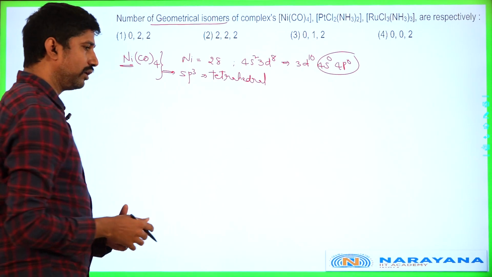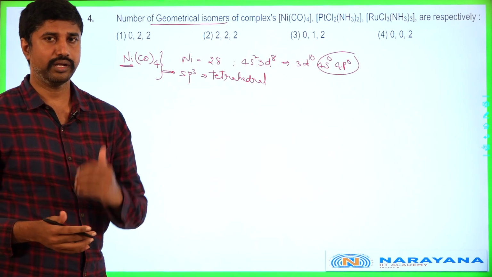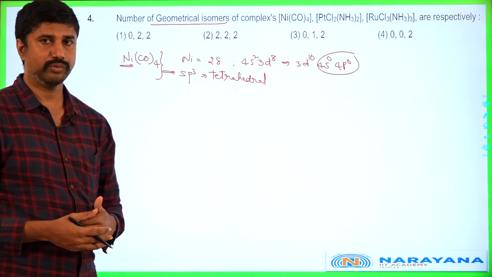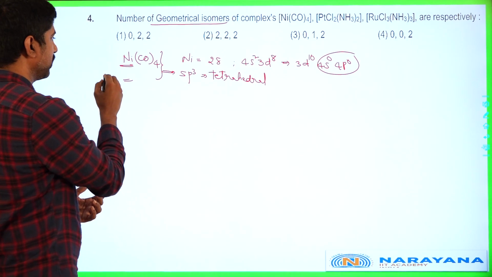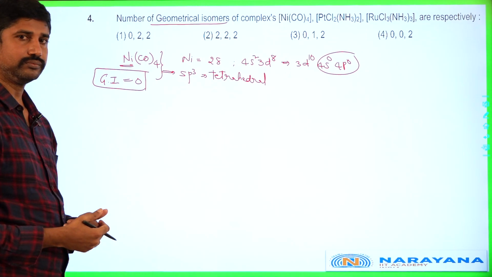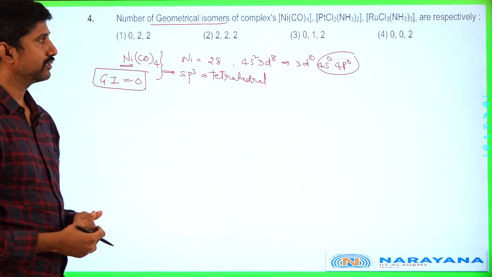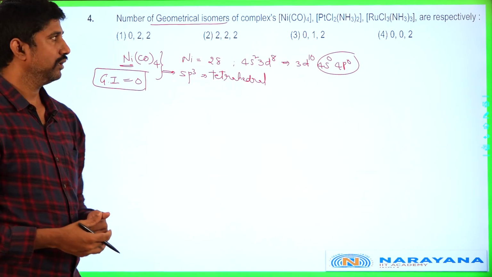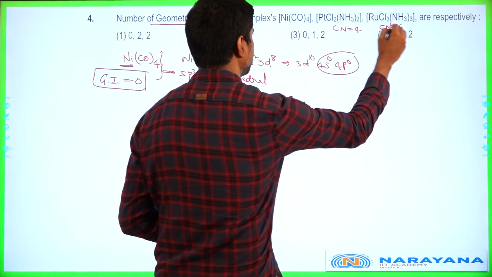So, tetrahedral complexes will not show geometrical isomerism. Tetrahedral complexes cannot show geometrical isomerism at all. So, the number of geometrical isomers for nickel tetracarbonyl, if you write, is 0. Now, coming to the platinum complex. So, the platinum complex is square planar here and the ruthenium complex is given to be octahedral. Here coordination number 4 and here coordination number 6.